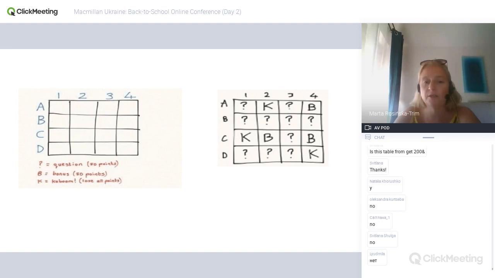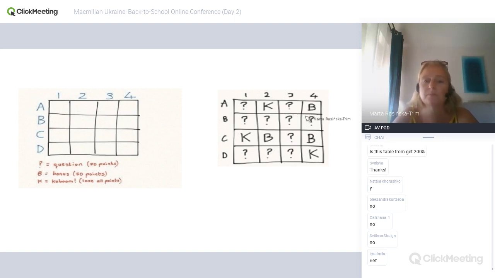So strategically speaking, I tell my students, use a maximum of 3 Bs, because your partner will be able to score 50 points each. So this is 150 points. And don't use too many kabooms, because it will kill the game. So 3 kabooms are enough, because if somebody chooses D4, for example, they will lose 50 points. That's a lot.